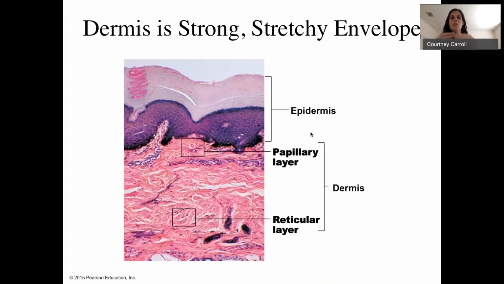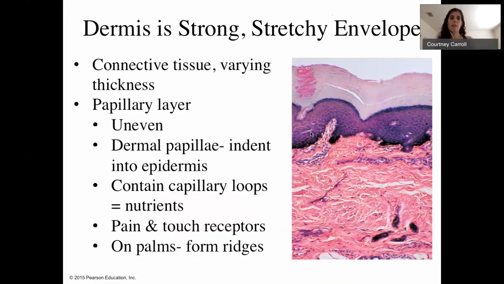The dermis is a strong, stretchy envelope made of a papillary layer on top of a reticular layer. And they're made of connective tissue of various lengths. The papillary layer is uneven because it has these dermal papillae, which indent upwards, and these contain capillary loops. So this is where the nutrients will go and then diffuse up through the epidermis. Again, this is where we have our pain and our touch receptors. And on your palms, the papillary layer helps form the ridges that make up your fingerprints.